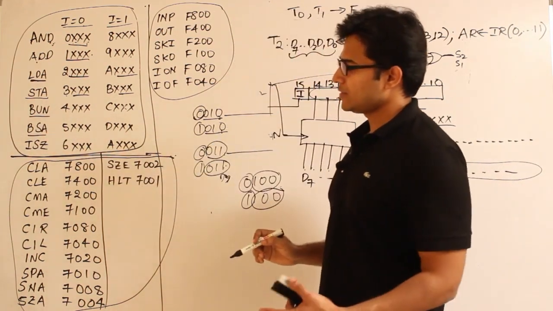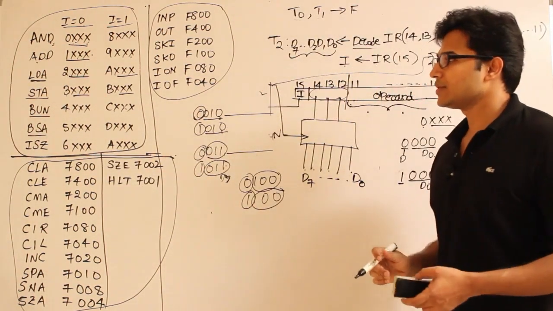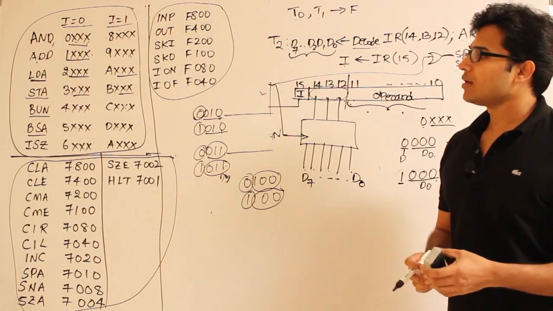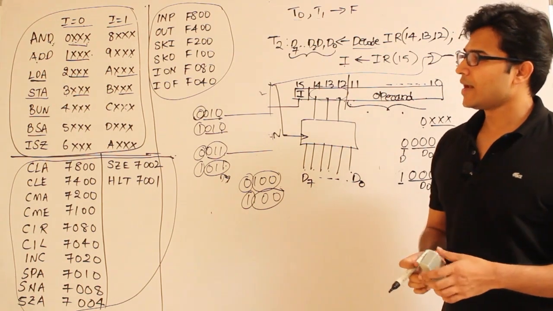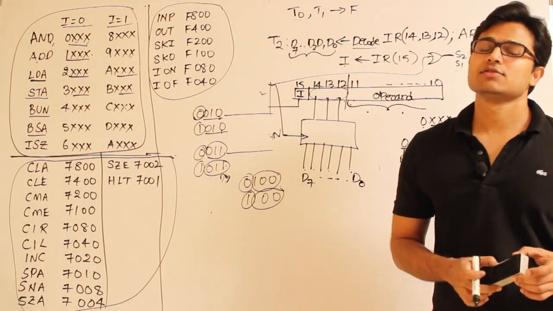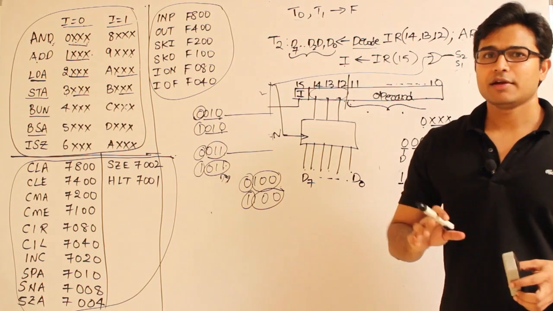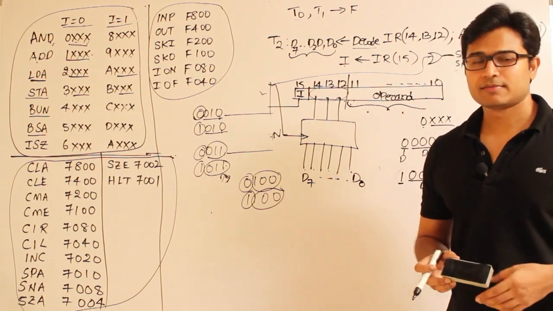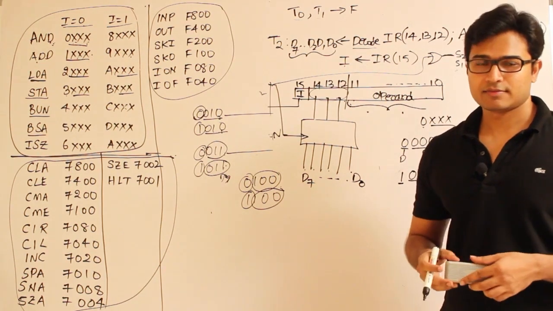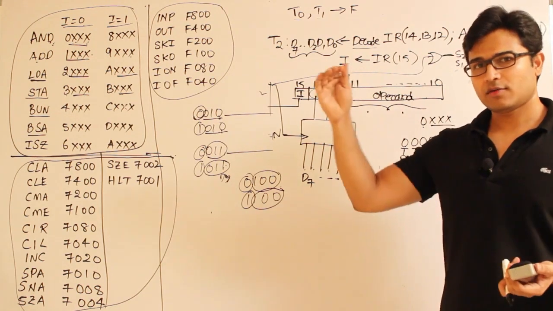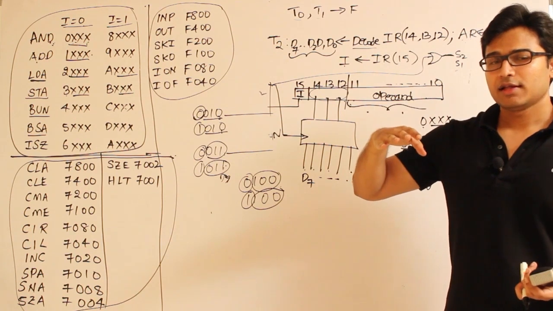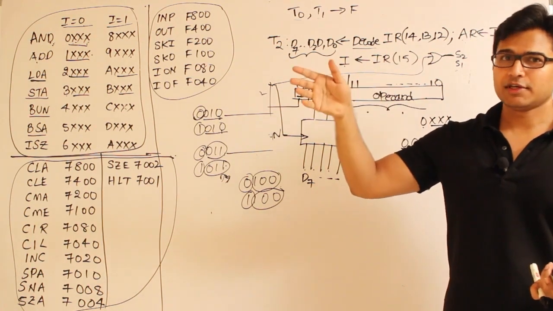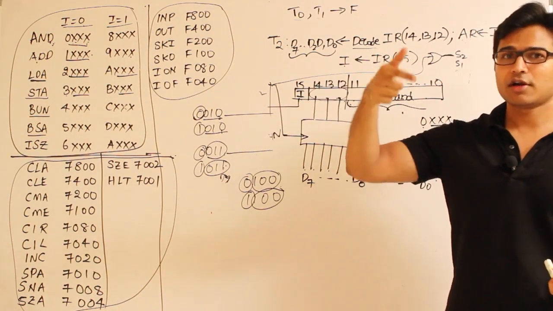BSA means branch and save address instruction. It is a very important instruction when you are talking about function calls. If you have to implement a function call, we are going to use branch and save address. So it means that you save the return address at some point, and then you go to the branch, and at the end of that subroutine you are going to fetch the address which you have saved, that return address, and you are going to continue the execution.